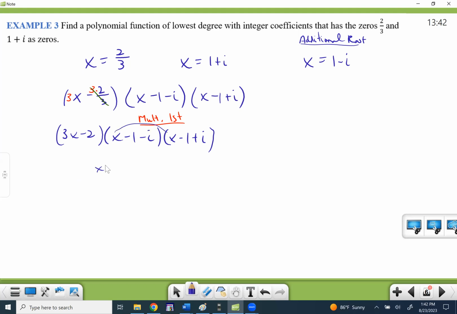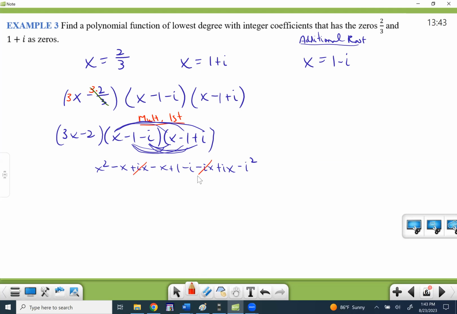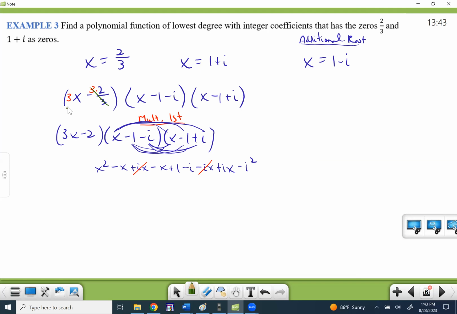So we get x times x for x squared, negative x, ix, negative x, positive 1, negative i, negative ix, positive ix, negative i squared. We're going to clean this up. We can see that we have an ix and a negative ix. Oops, I think I've made a mistake somewhere, you guys. Let me just double check.